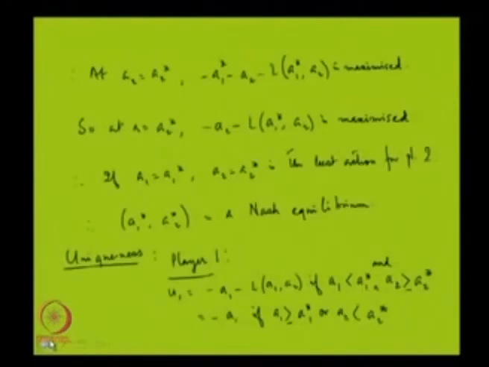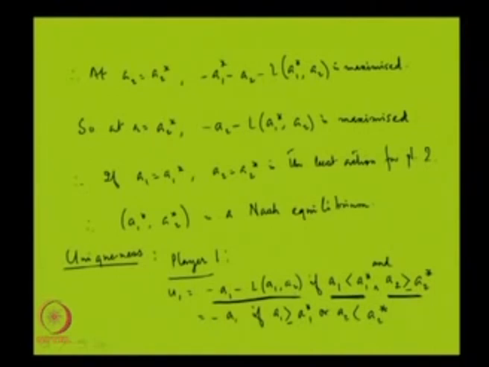So, suppose a2 is greater than a2 star, then what happens? If a2 is greater than a2 star, then I have this case. In that case, if player 1 is taking an action which is less than a1 star, okay, then his payoff function is this. Now, in that case, is it possible that he takes an action greater than a1 star?